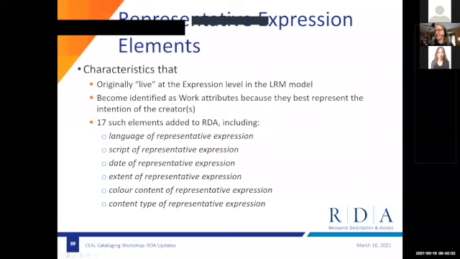Next slide, please. So these are characteristics that in the LRM model live at the expression level, but are useful because they could be associated with the work as a whole, because they do best represent the intention of the creator. 17 such elements have been added to RDA, including language and script of representative expression, date, extent, color content, and content type. And these are all related to the equivalent that is not of representative expression. Next slide, please.